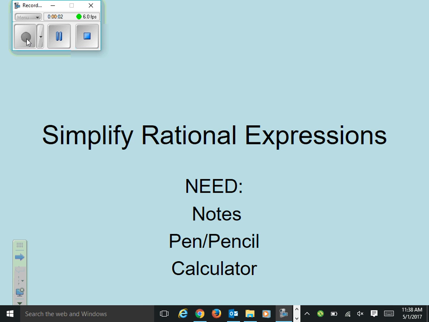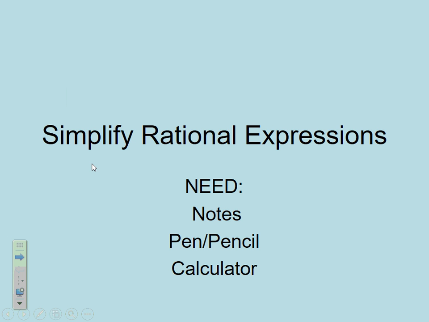Welcome, ladies and gentlemen. Today we're going to be talking about simplifying radical expressions. So you're going to need your notes, a pen and a pencil, and the calculators, please.